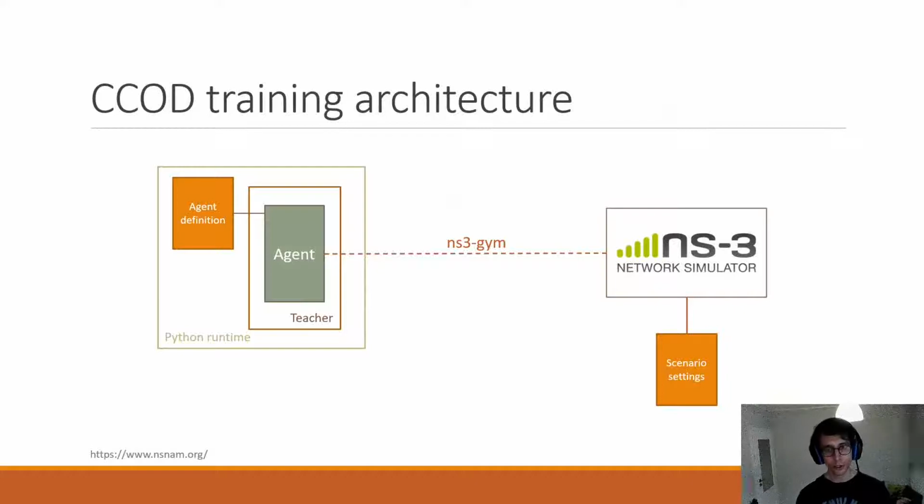The training architecture of CCOD is distributed between two parts. The first one is the network simulation, which is done in the NS3 network simulator. And the second one, the actual training of the agent, is done in Python runtime. The two parts are connected using the NS3 Gym interface.